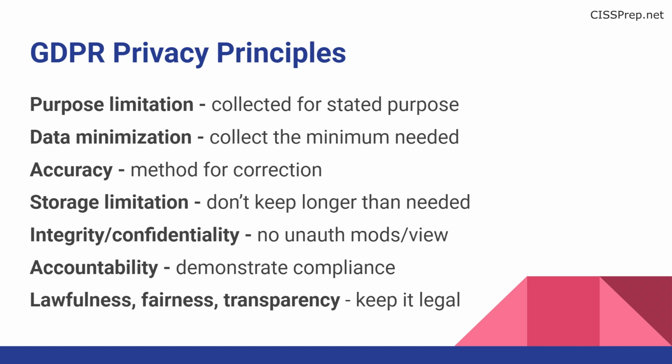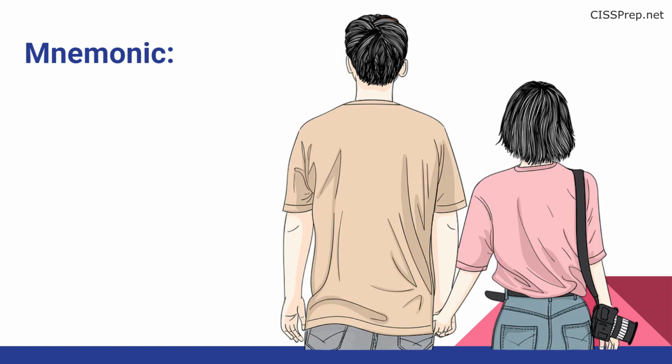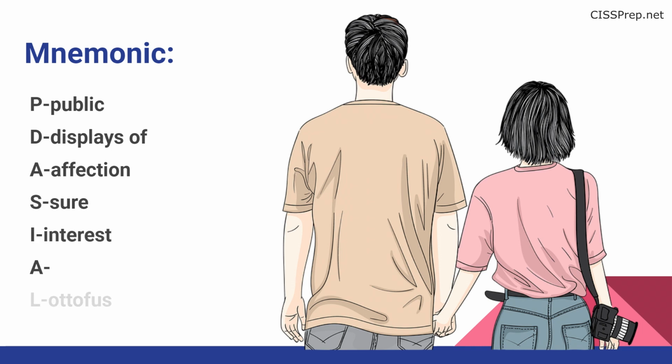Now, if you need to remember these principles, there's a silly little mnemonic that we came up with to help you along the way. Be sure to put this on your memorization sheet, and if you're not sure what a memorization sheet is, check out our other video explaining what it is and how to use one. We also provide a free sample memorization sheet for your convenience. So the mnemonic to remember the principles is: public displays of affection sure interest a lot of us. Take the first letter of each word in this phrase and write them down. Each letter is the first letter of each principle.